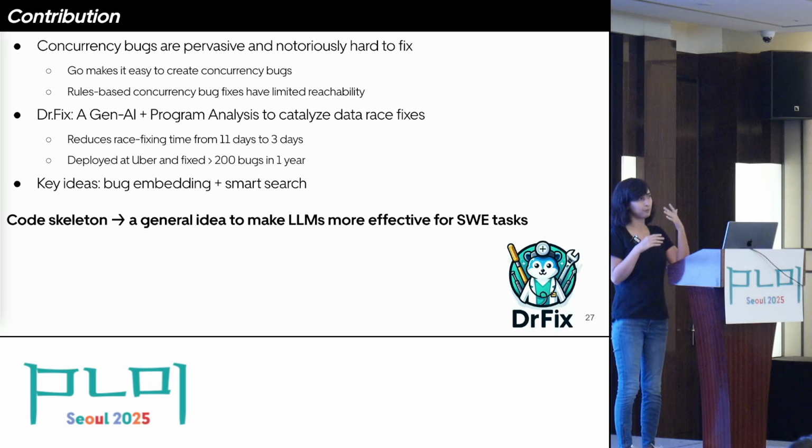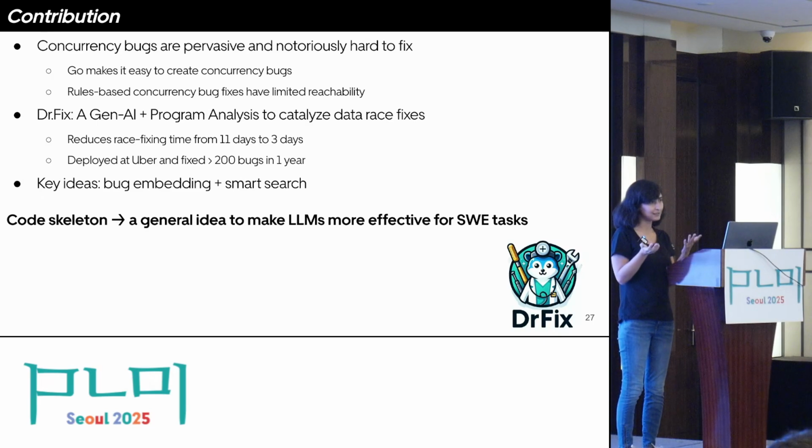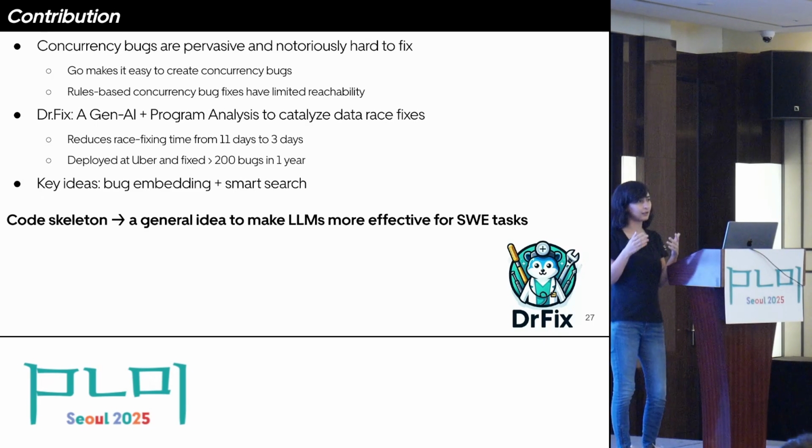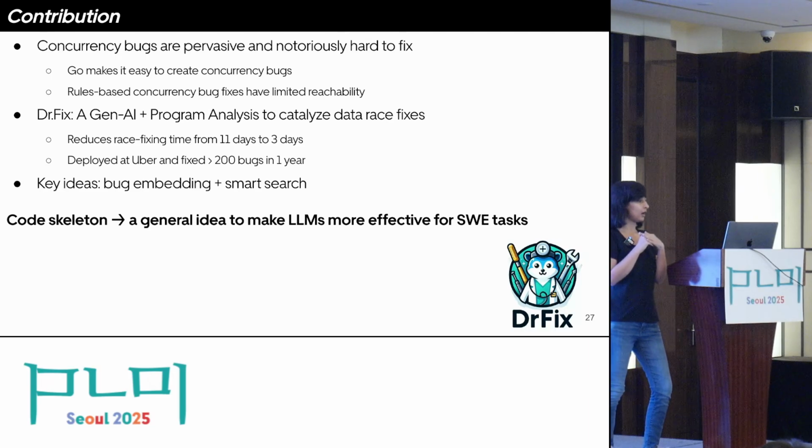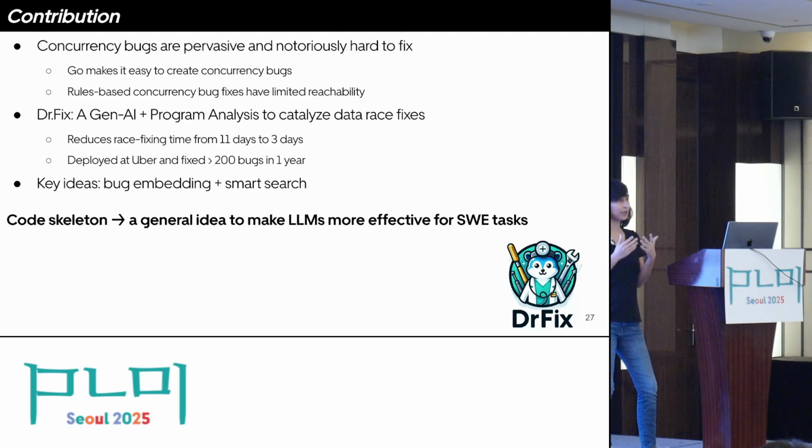That's why we proposed Dr.Fix, which is a GenAI plus program analysis-based technique to catalyze these data race fixes. With that, we were able to reduce the fixing time from 11 days to 3 days. It has been deployed at Uber, and it has fixed more than 200 bugs in a span of roughly a year. The key ideas behind Dr.Fix are bug embedding plus smart search.